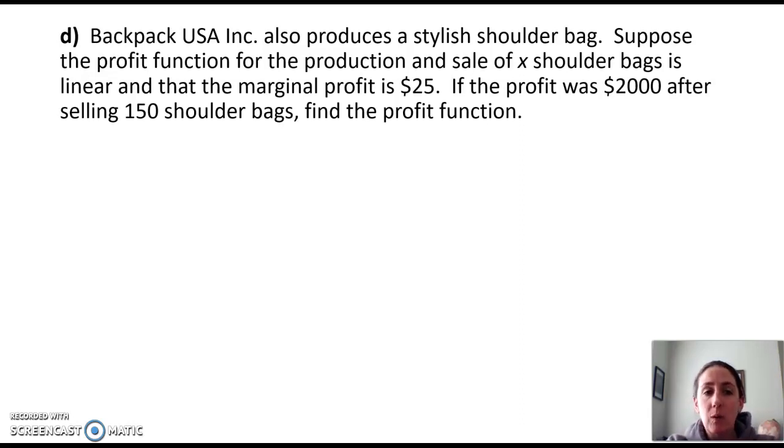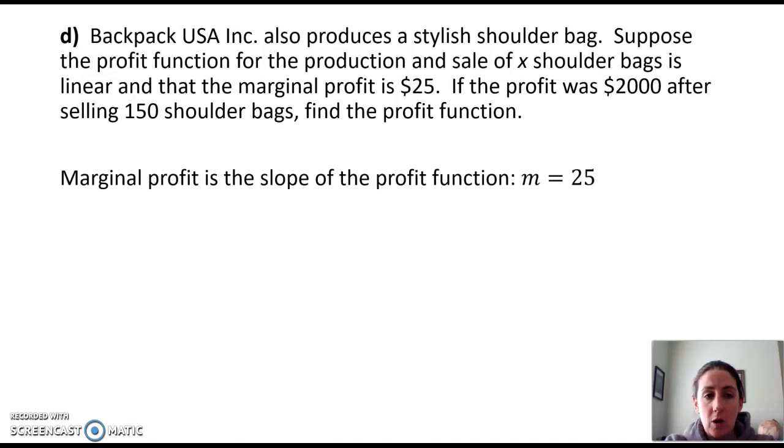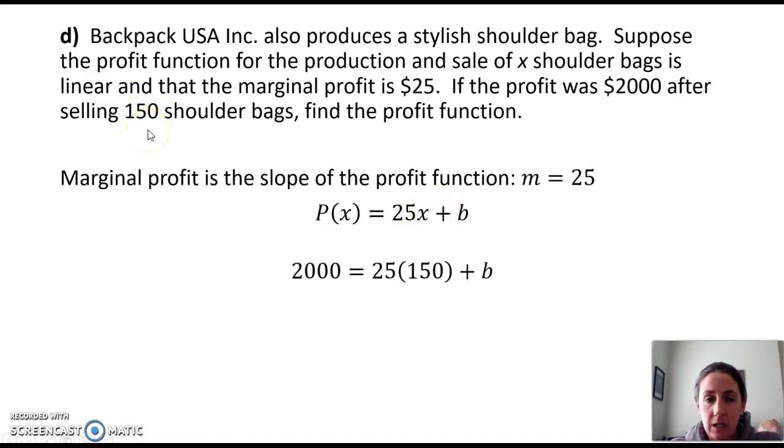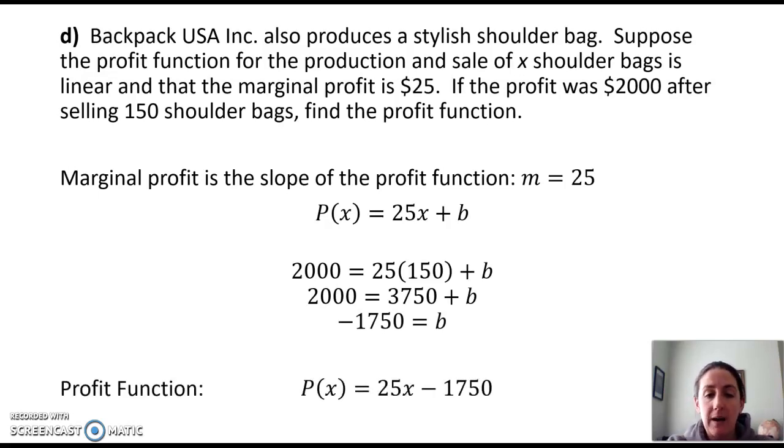Now, what we know is that when we sold 150 of these shoulder bags, the profit was $2,000. So let's start right away. We know that the marginal profit is the slope, so the slope is 25. So our function will look like this. P of x equals 25x plus b. Now we need to figure out what b is. Well, we know that P of x, the profit, is $2,000 when x is 150. So we can plug that in and solve for b to get negative 1750. So our profit function is 25x minus 1750.